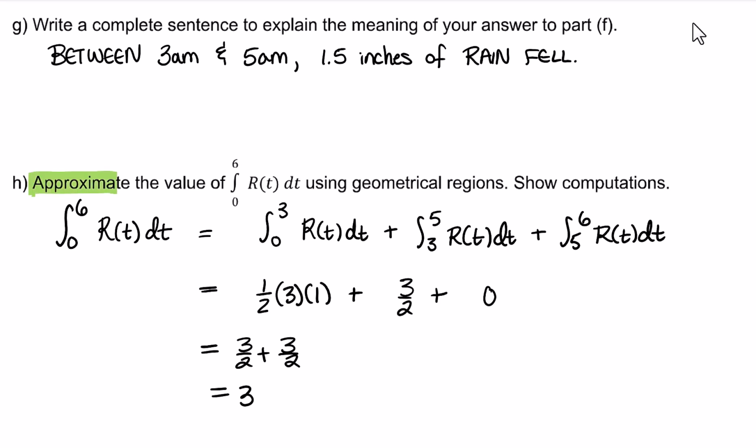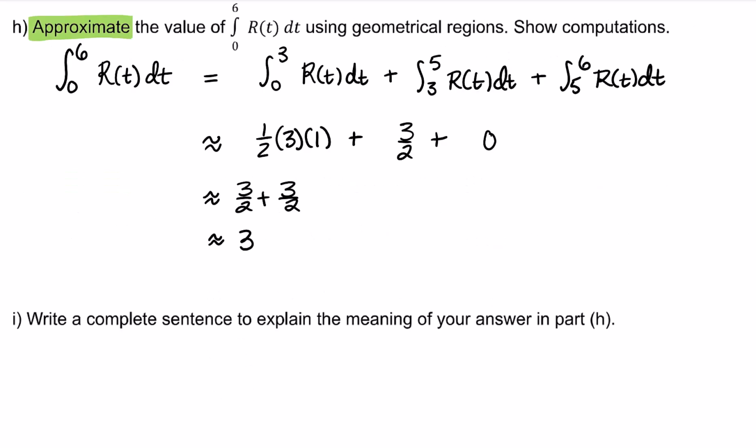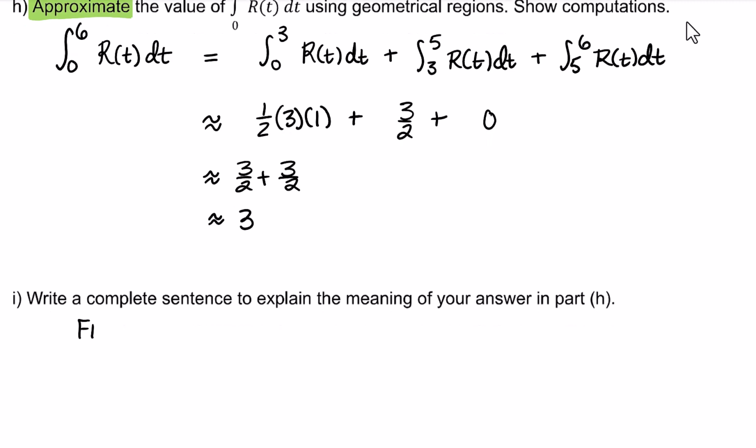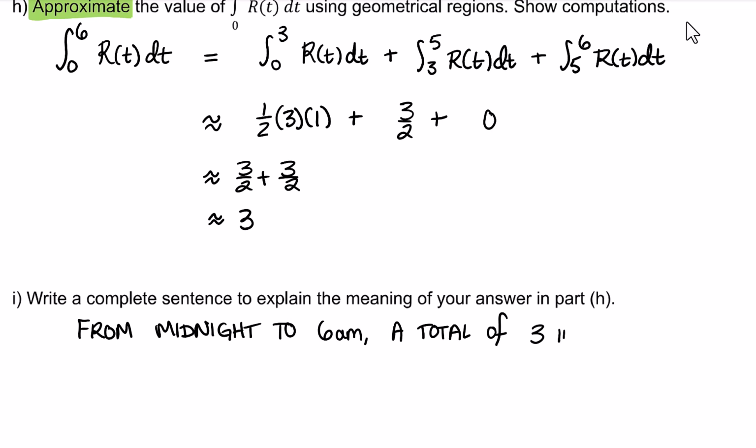Uh-oh, Aurelie made a mistake. See how this says approximate? That means these equal signs should be squigglies, approximately. Remember, the integral of a rate graph is an accumulator, so this right here would tell us how many inches of rain fell from midnight to 6 a.m. From midnight to 6 a.m., a total of 3 inches of rain fell.